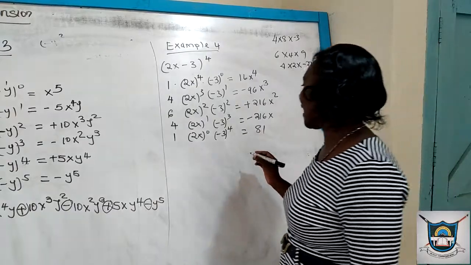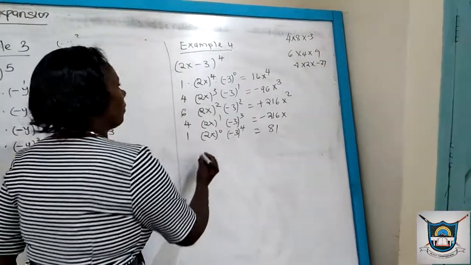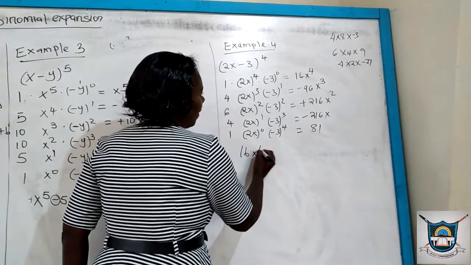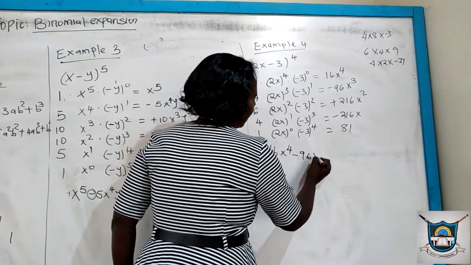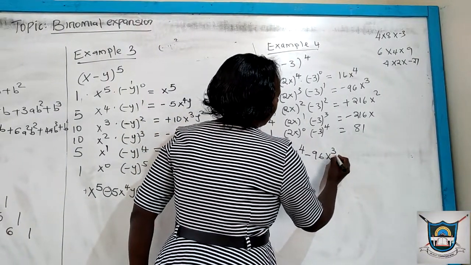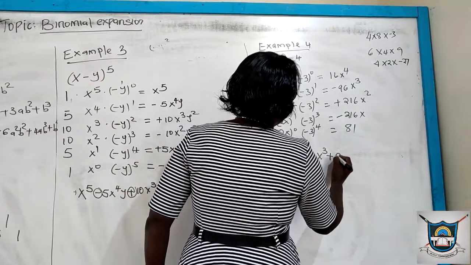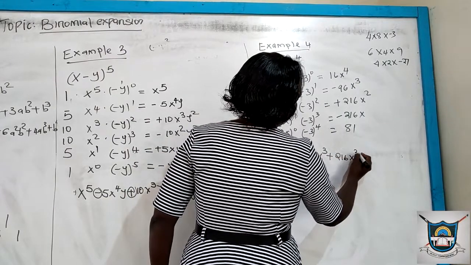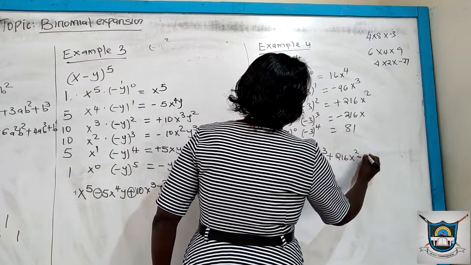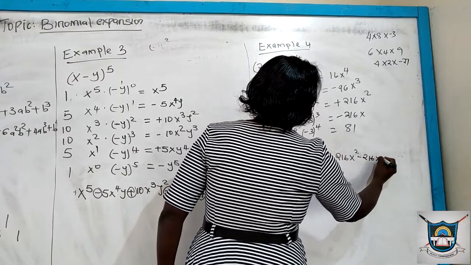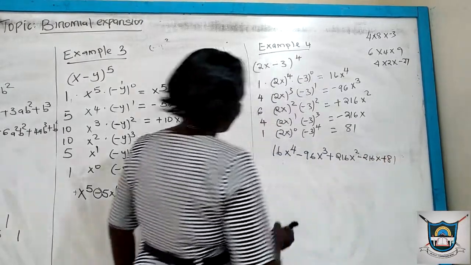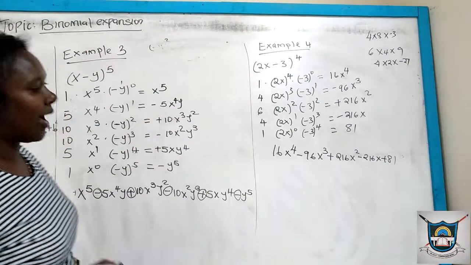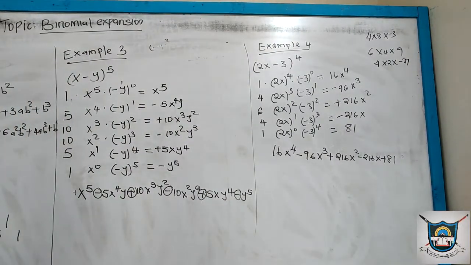So our answer is going to be 16x to power 4 minus 96x cubed plus 216x squared minus 216x plus 81. That is how we get our answer. So that is example 4.